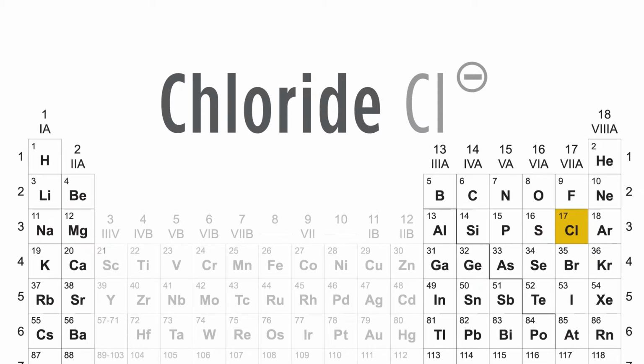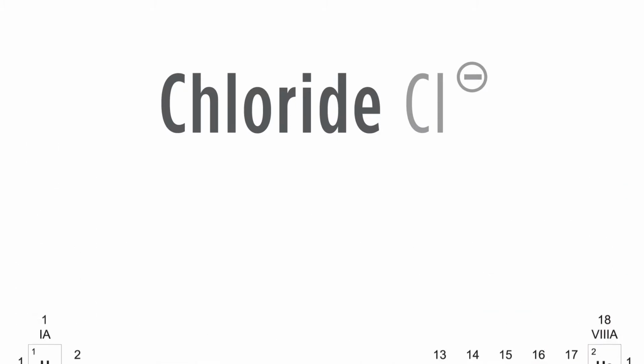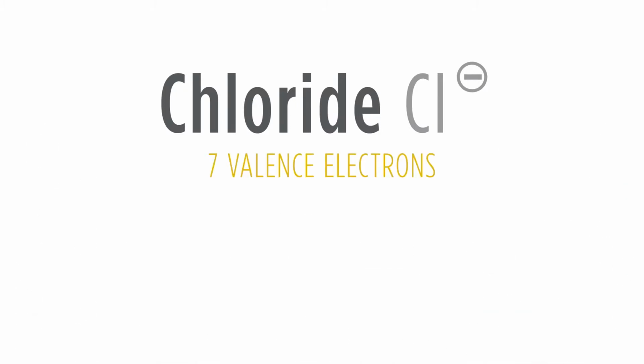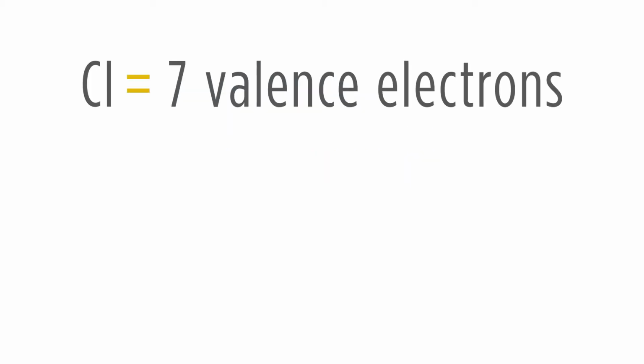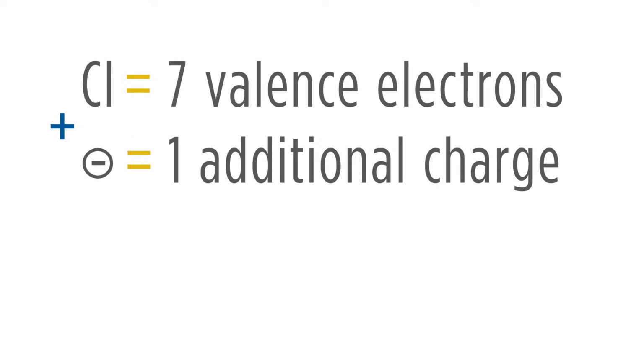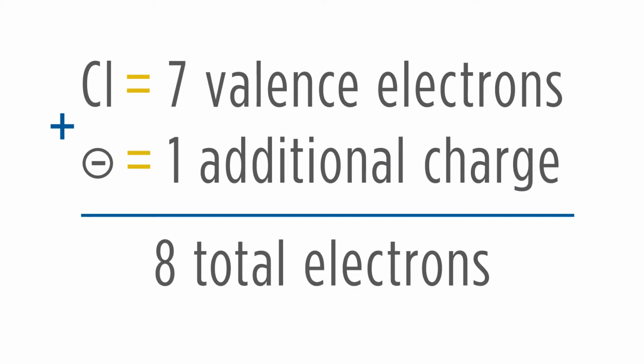We know that chlorine is in the 7th column and therefore has 7 valence electrons. So we start by saying that we have 7 valence electrons. Now the chloride ion has a negative charge. That's 1 more electron. If we take our 7 valence electrons and our 1 for the negative charge, we have 8 total electrons around the chloride ion.